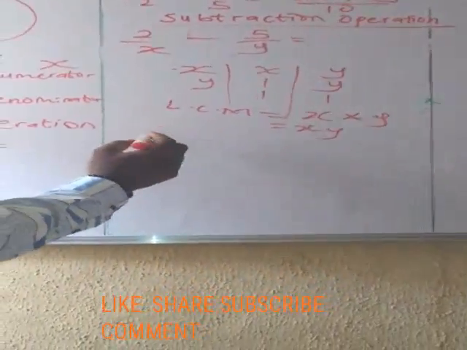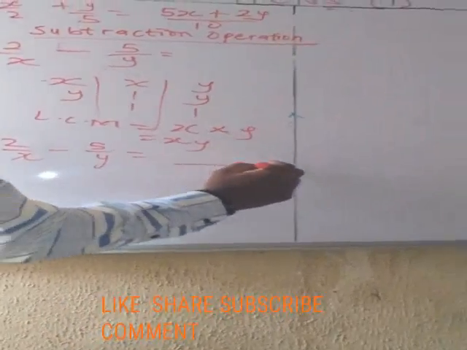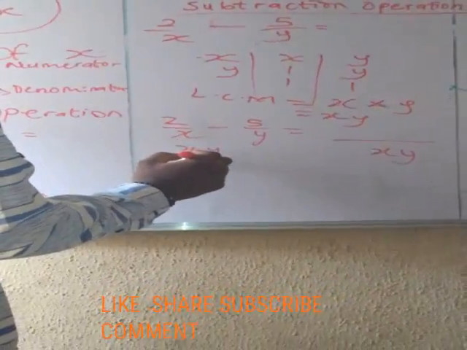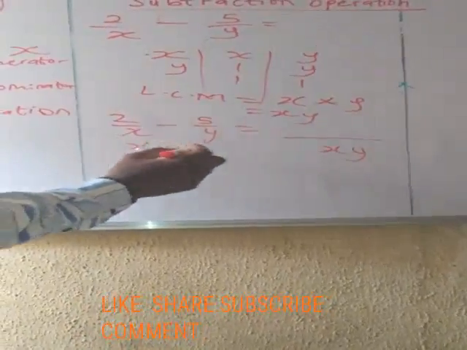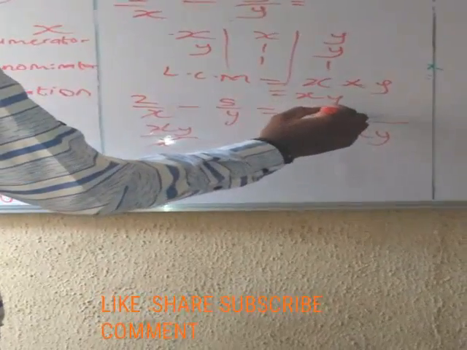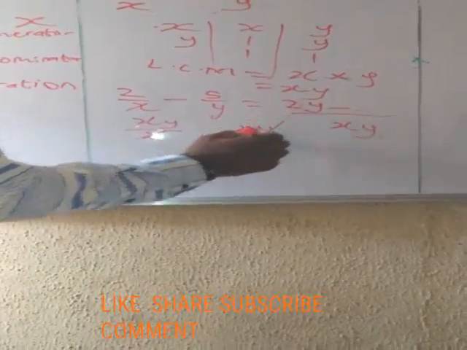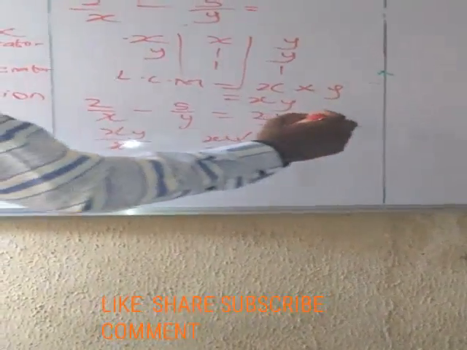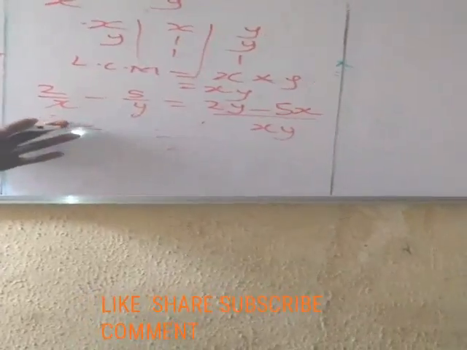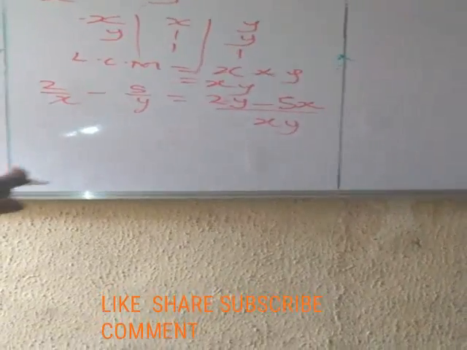So, having had this, you have 2 over x minus 5 over y equals, so the LCM is xy. So xy divided by x, you can see x and x goes off, remaining y. You have y times 2, which gives us 2y, minus, you have xy divided by y, y and y goes off, x is remaining, x times 5 gives us 5x. So this way we have been able to solve the subtraction operation, and our answer is 2y minus 5x over xy.